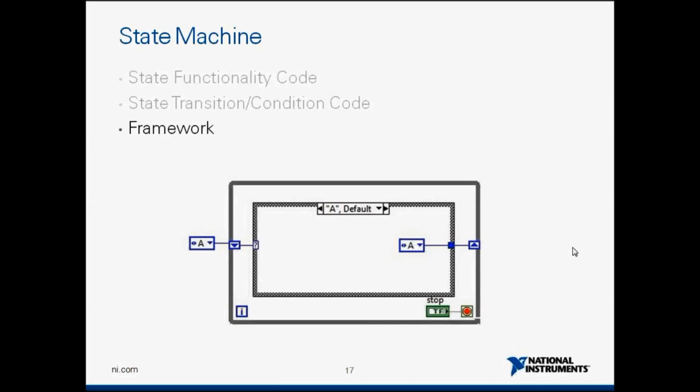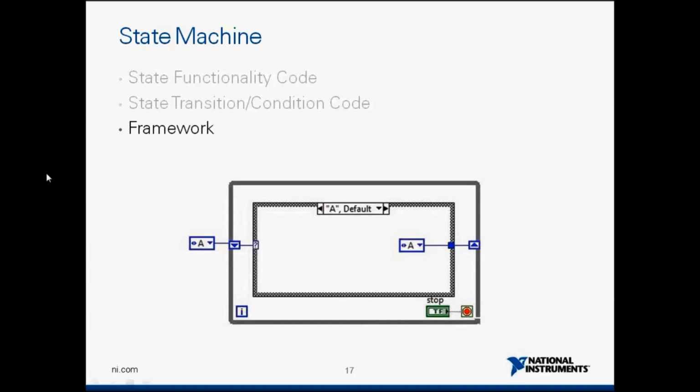For example, if I decide in the state A that the next step is still going to be A, the state information is sent through this tunnel into the shift register, the left counterpart of which generates the same enum back to the case selected terminal, and the state A executes again.